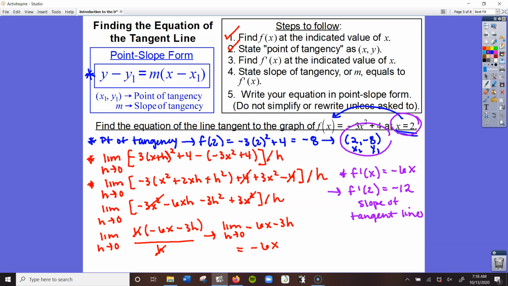I also have the point of the tangent line. So now I can write my final equation, which would be y minus y1, which is negative 8, so plus 8, is equal to negative 12, my slope, times x minus x1, which is 2. And this would be my final answer.